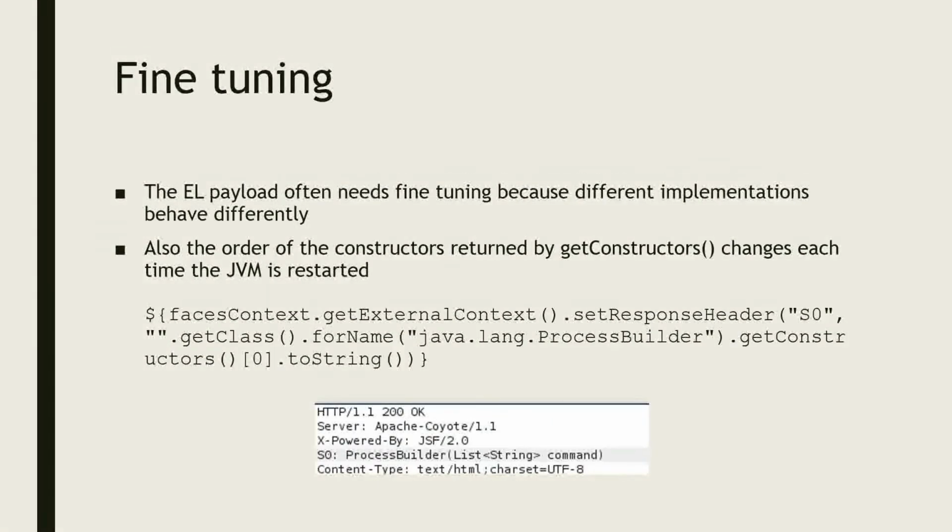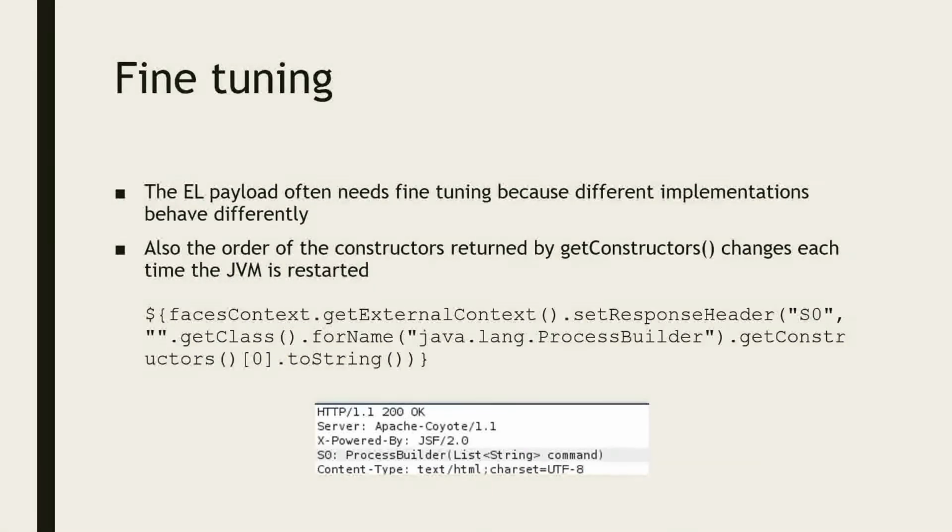But of course we can also write an EL statement that gives us this information. And that's what you see here below. So let me go through it. We use the facesContext variable. It's the implicit object that holds a lot of information. We refer to the external context and that one has a function called setResponseHeader. So we can set an HTTP header, and in that way we can communicate information back to us. Very useful one. So we call the header S0 and then we print the name of the constructor.